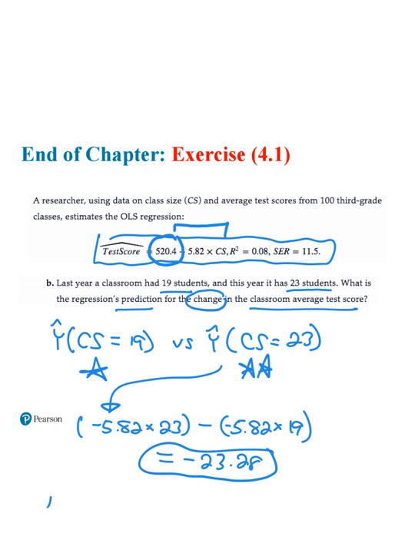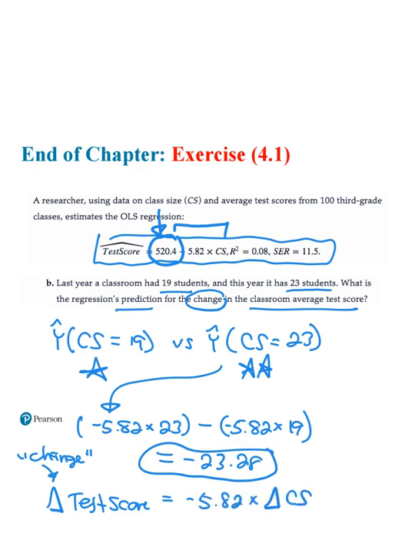Another way to do it is to say the change in test score, where this little triangle here means something's changing in mathematical notation. Well, we know the change in test score is going to be equal to, well, this right here does not change, so we'll leave that alone. We have a slope of negative 5.82, and we're going to multiply that by the change in class size. The class size technically changed by 4, so if we plug in a 4 right here, we'll have 4 times negative 5.82, which again will be equal to negative 23.28.